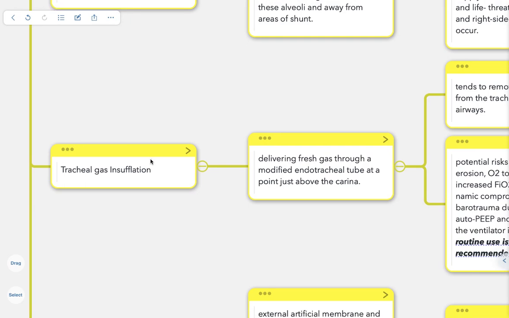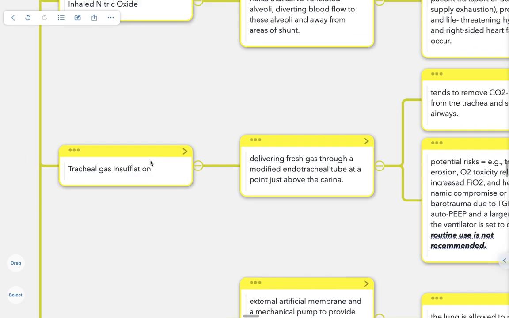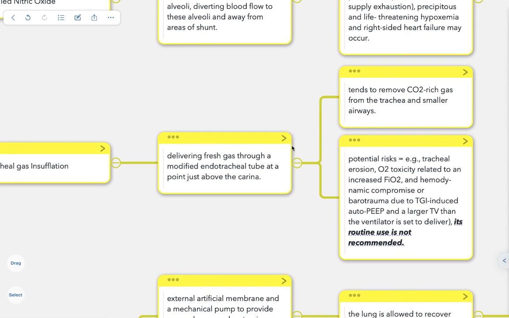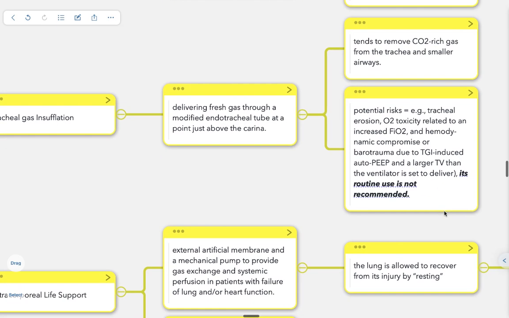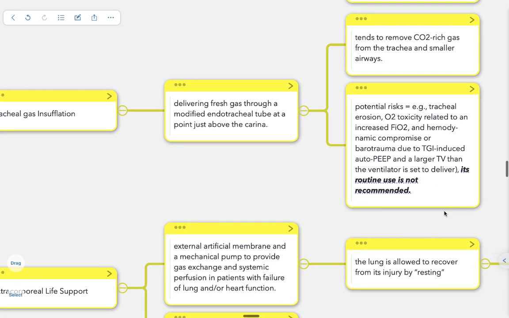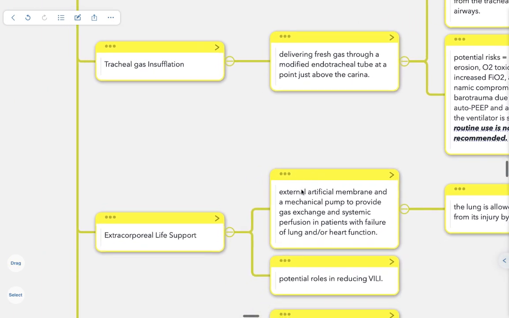The concept behind it is that you deliver fresh gas through a modified ET tube at a point just above the carina. The idea is that it tends to remove the carbon dioxide rich gas from the trachea and smaller airways. But there is a potential risk, for example, tracheal erosion, oxygen toxicity related to an increase in FiO2, and hemodynamic compromise or barotrauma due to the tracheal gas insufflation or TGI induced auto PEEP and a larger tidal volume than the ventilator is set to deliver. So therefore, its routine use, tracheal gas insufflation, is not recommended.